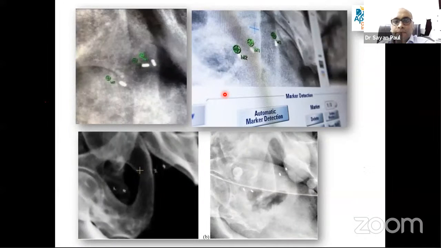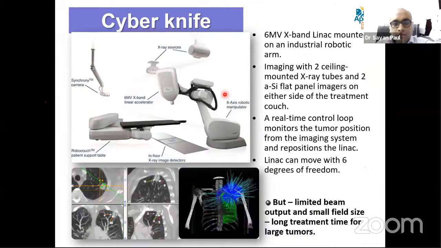ExacTrac can also match internal fiducials. So it can match bony anatomies, it can match internal fiducials. If we have put an internal fiducial inside the target, it can match the internal fiducial and give you accurate errors. And according to the vendor, it gives sub-millimeter accuracy. So another image guidance system, a novel system, is CyberKnife. So CyberKnife is quite similar to the ExacTrac image guidance system.